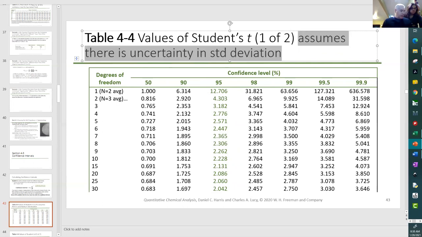That's what I'm going to use to defend myself with the dean when you go for your tuition refund. I'm going to say, but I said that the value of T assumes there is uncertainty in the standard deviation. So that's like a B plus, A minus, or A minus, A distinction for y'all. If you really get this, then you're in good shape.